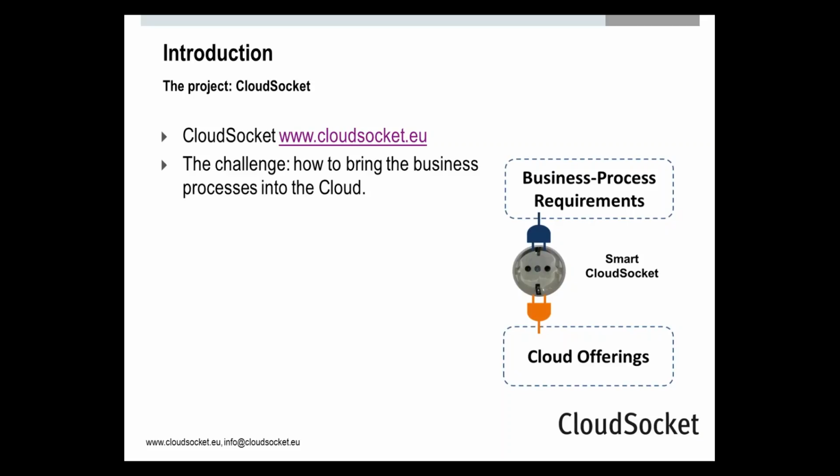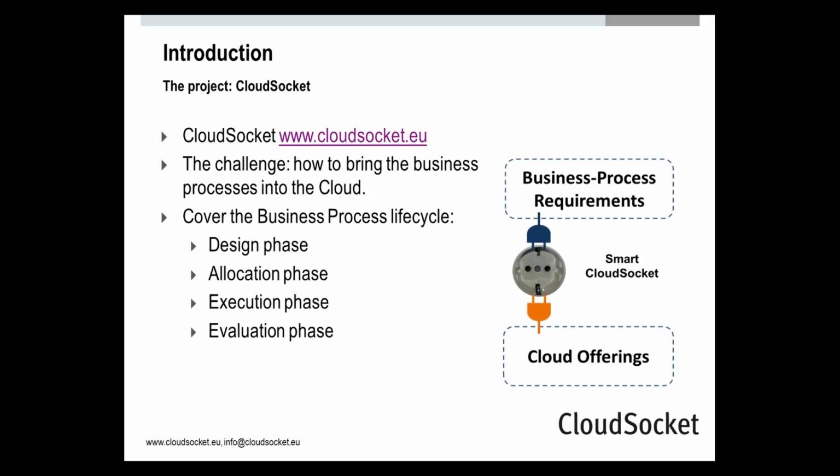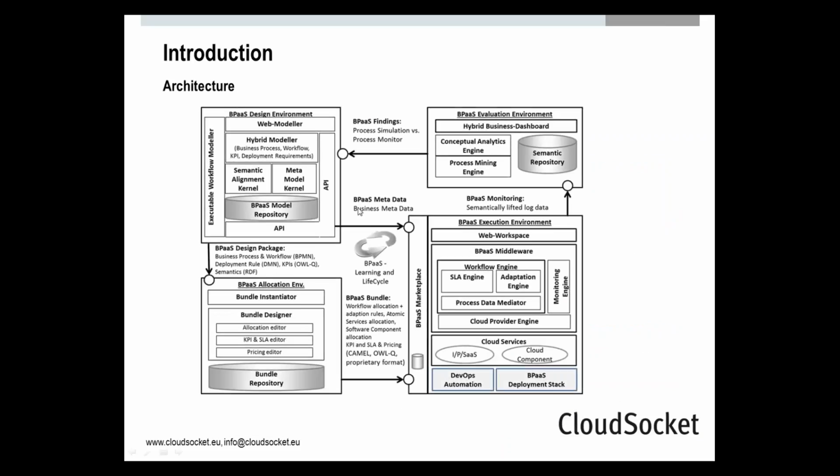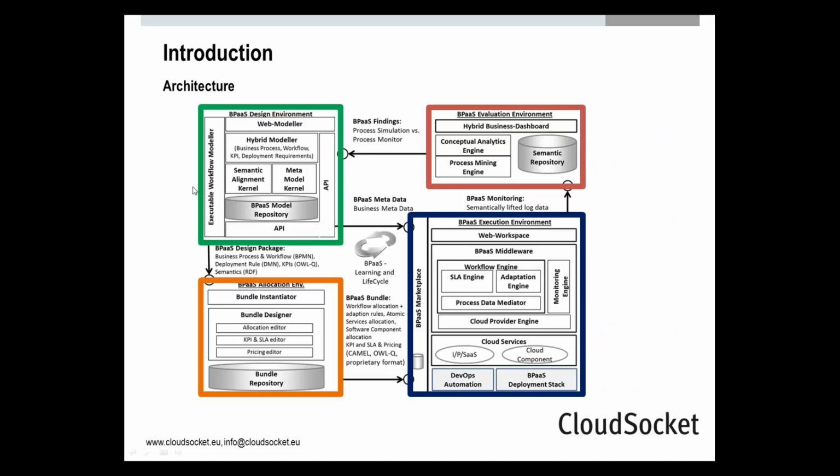So what CloudSocket provides is this smart connection between the business requirements that we have and how we can move them to the cloud offering, in order to take advantage of this situation. Of course, to provide this, we cover the business process lifecycle, but adapted to this cloud approach that we have commented on. Here you can see the architecture, but it is not the objective of this webinar to go into detail on the architecture. Nevertheless, we can use it to explain the different phases that we have.